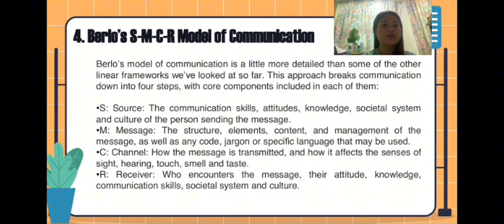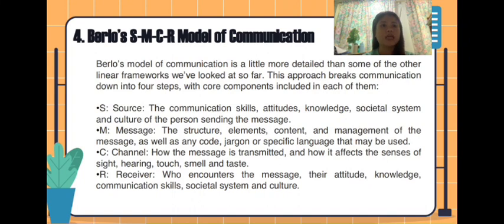The last linear model of communication is Berlo's SMCR model of communication, which stands for sender, message, channel, receiver. Berlo's SMCR model of communication can be adapted to be responsive to learners' linguistic, cultural, socio-economic, and religious backgrounds through school observations in the following ways.